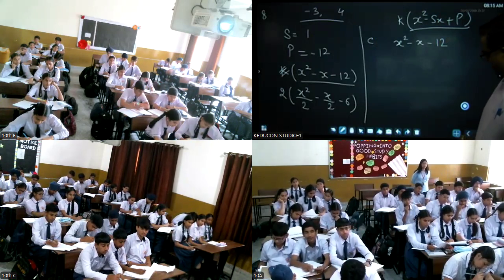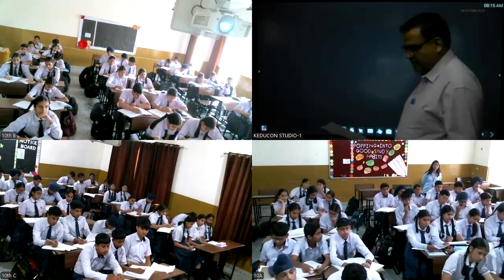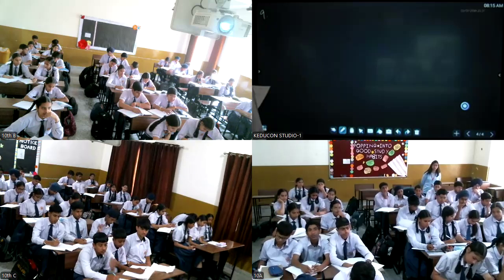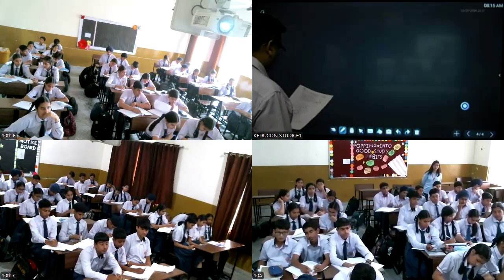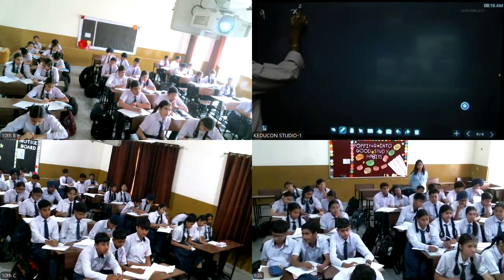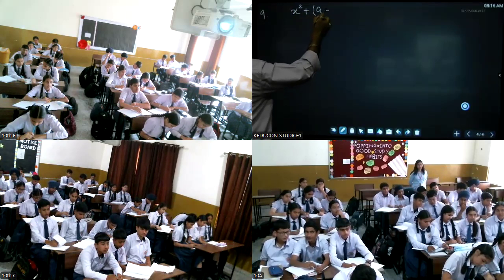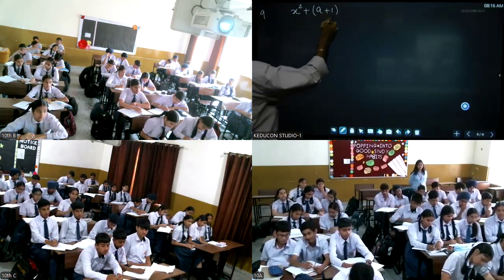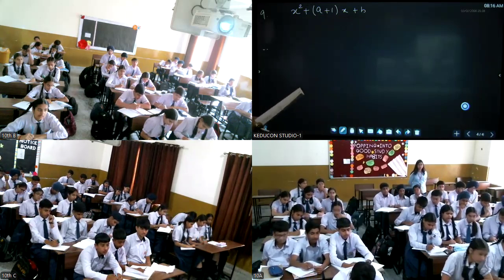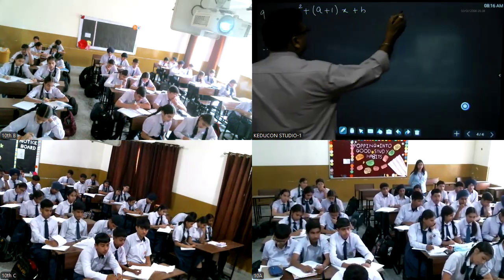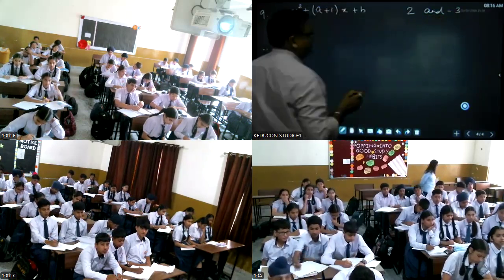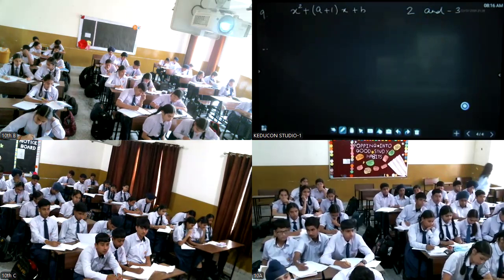Sir, yes. Right. Now come to question number 9. If the zeros of the quadratic polynomial x² plus (a plus 1)x plus b are 2 and -3, you have to find the value of a and b, right? How to find the value of a and b?